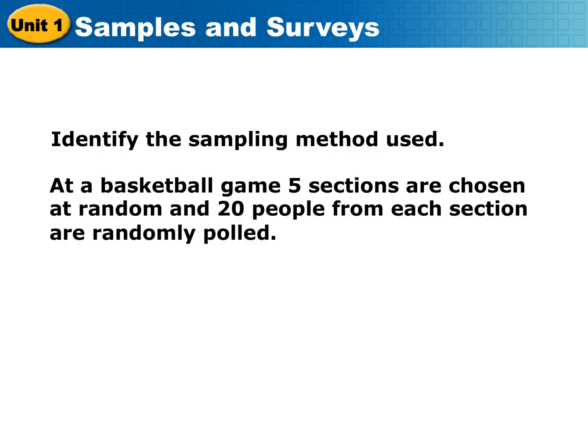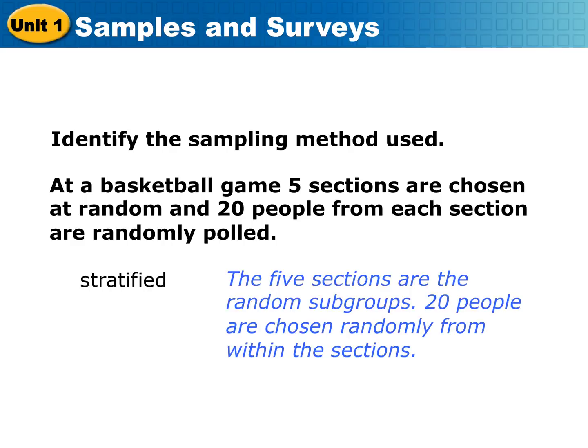At a basketball game, 5 sections are chosen at random, and 20 people from each section are randomly polled. This one is stratified because we are using 5 sections as random subgroups, 20 people randomly chosen from within the sections. This is also convenience because the people are conveniently there to be surveyed.